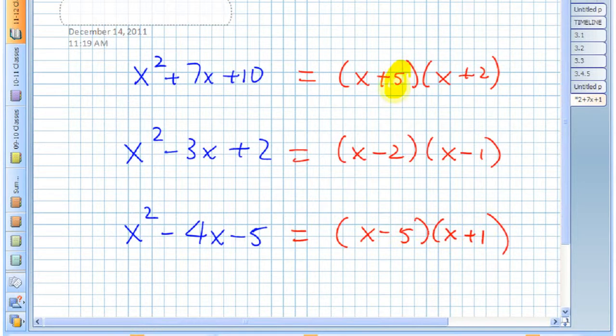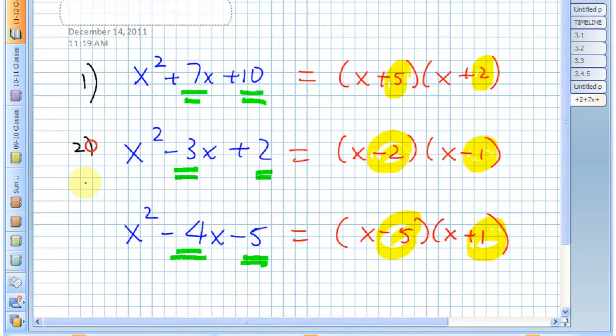Okay, ladies and gentlemen, here's what I want you to look at. Look at these numbers, 5 and 2. And look how they compare with these numbers over here, the 7 and the 10. Look at how negative 2 and negative 1 compare with these numbers over here, negative 3 and 2. Now, don't shout out your answer. If you have an idea, just keep it quiet. Look at these numbers and compare them to these numbers here. Can you find a pattern that works in all three situations? Think about it once again.